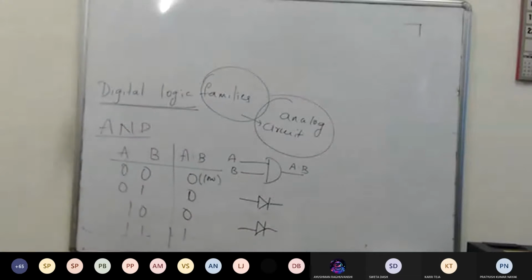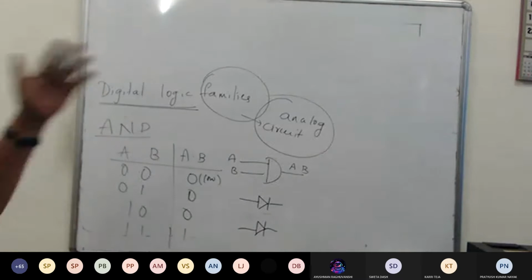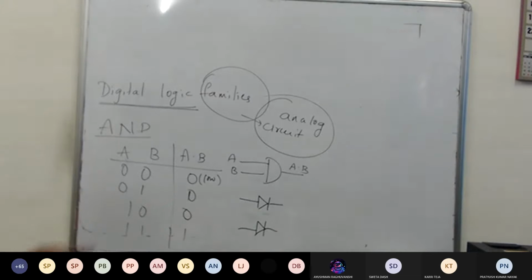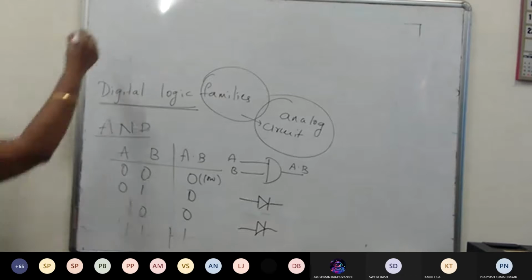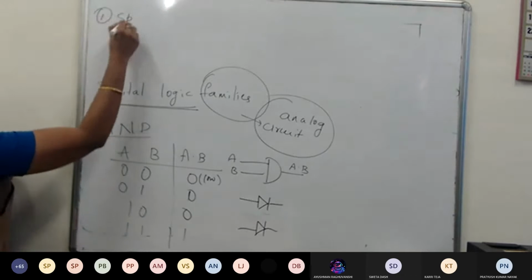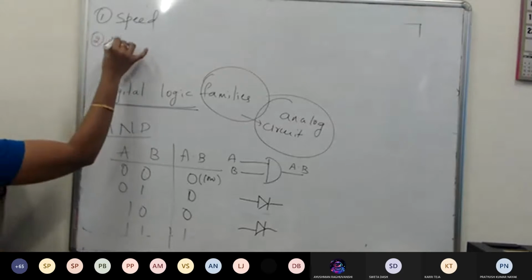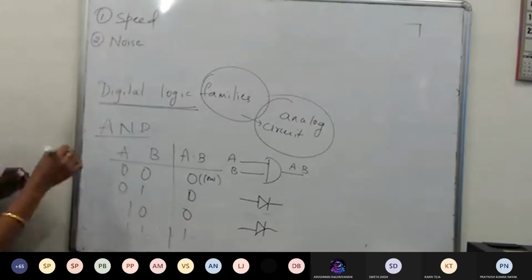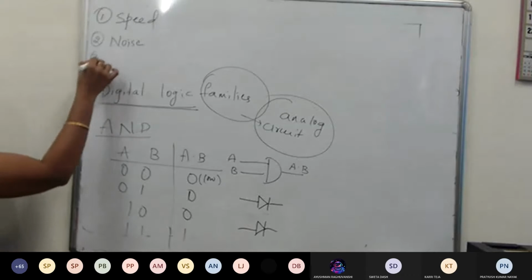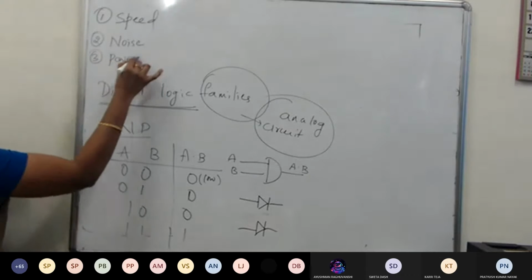What are those practical complications? That is where the actual study behind these logic families comes in. Circuit design for a digital logic is very easy, provided it can handle the practical complications such as point number 1, speed. Point number 2, the noise. Noise I'll explain also. And power.